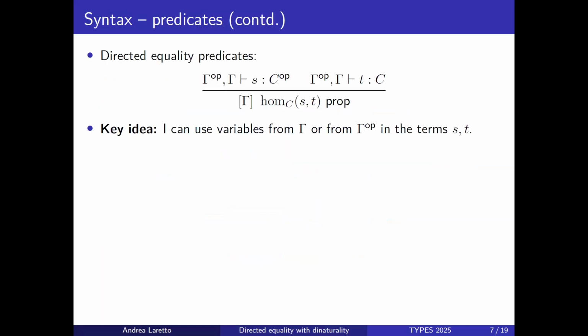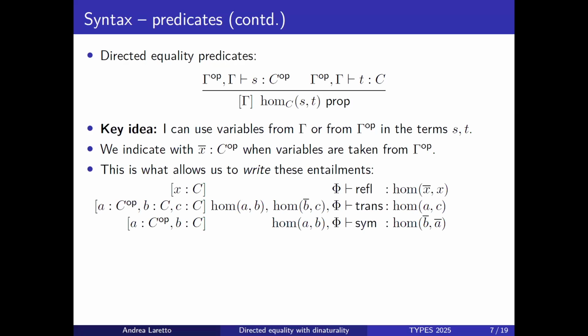Now, the interesting part, directed equality predicates. The idea is that this is a proposition, so a predicate, if you have S and T terms which are typed not in gamma, but in gamma concatenated with gamma op. That's the key. So you're allowed to use in S and in T, where you can also pick the variables, both the variables from gamma op or from gamma. That's the key aspect. And whenever you pick a variable from gamma op, we're going to put a little bar on top, just to remind us of that.